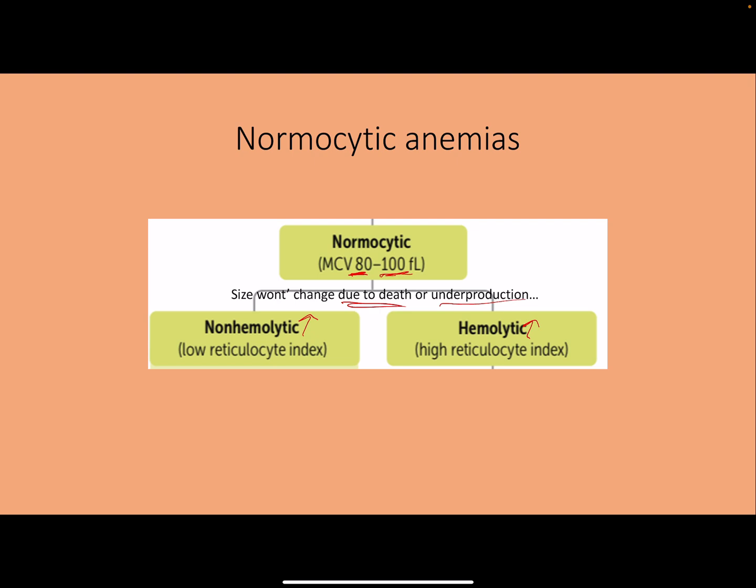And if you think about both of these, premature destruction or underproduction, neither of these should have any effect on the size. So it kind of makes sense that both of these would fall under the category of red blood cell anemias that are of normal size. They're not produced enough or they die too quickly. So the non-hemolytic, where they're underproduced, you can characterize this with a low reticulocyte count, which we'll talk about. And then the hemolytic would be a high reticulocyte count.